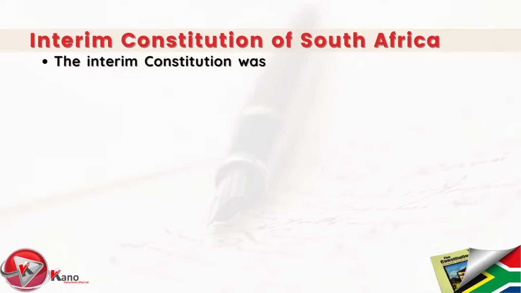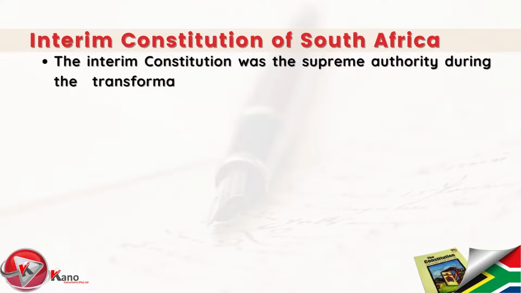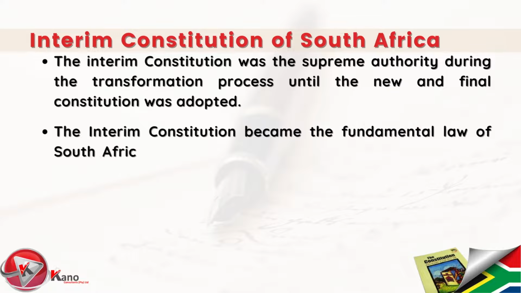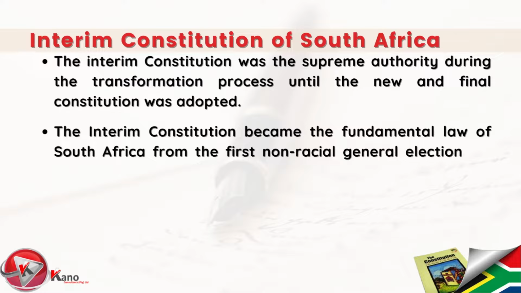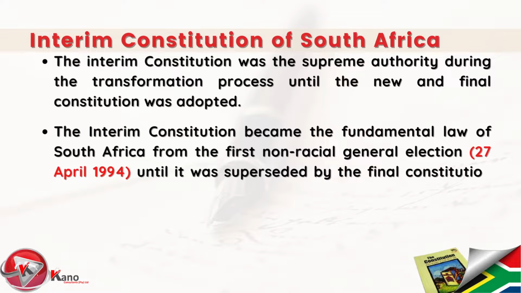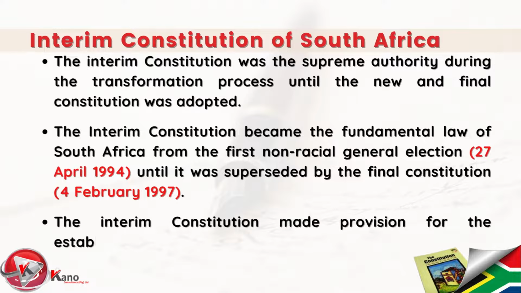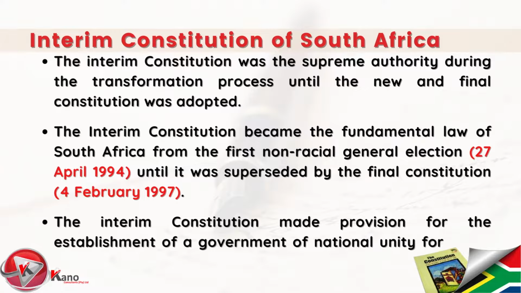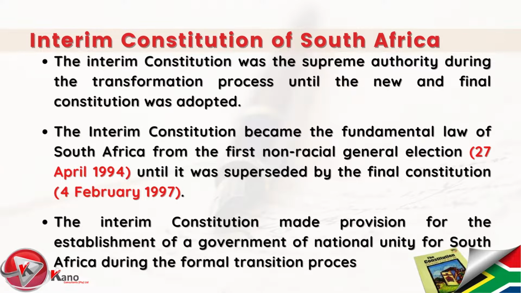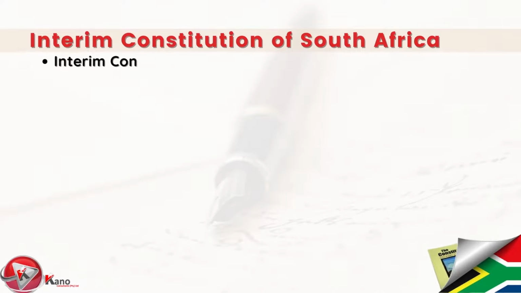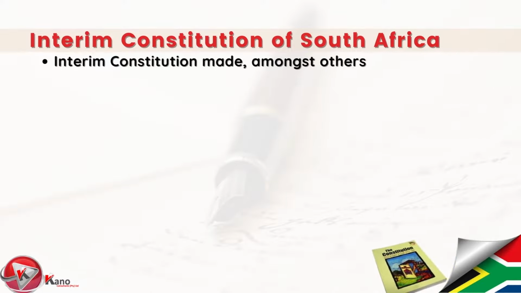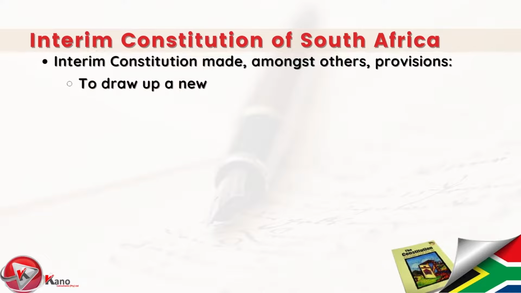The Interim Constitution was the supreme authority during the transformation process until the new and final constitution was adopted. The Interim Constitution was essentially the fundamental law of South Africa, from the first non-racial general election on the 27th of April 1994, until it was superseded by the final constitution on the 4th of February 1997. The interim constitution also made provision for the establishment of a government of national unity for South Africa during the formal transition process.